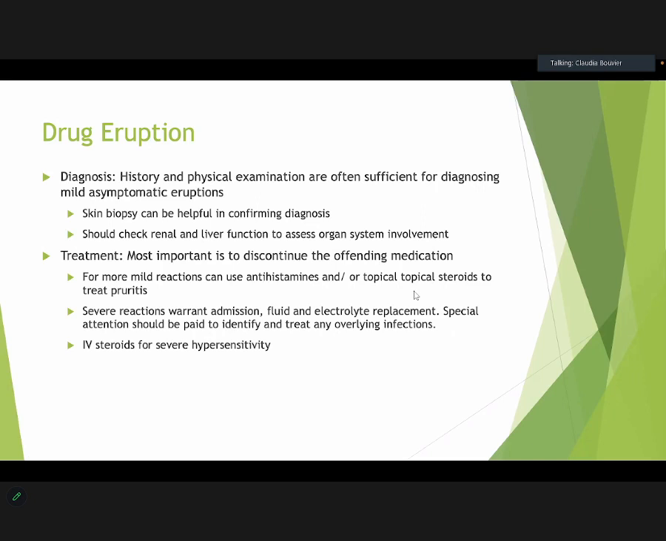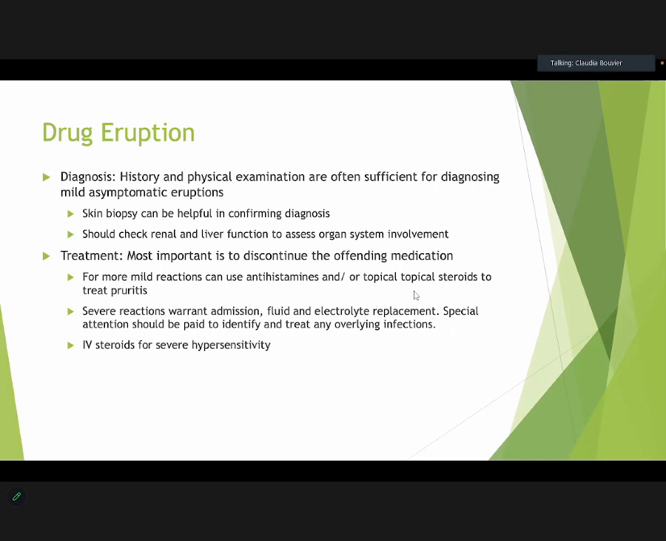You can biopsy the skin, look for certain findings like eosinophils or increased IgE, but it's difficult. If you see a patient with a small rash and you think it's just this, and you have a good history, you don't necessarily need to do any labs. If the patient appears slightly more ill or you're unable to identify any clear cause, you might want to check some blood work to make sure they don't have any renal or liver involvement.